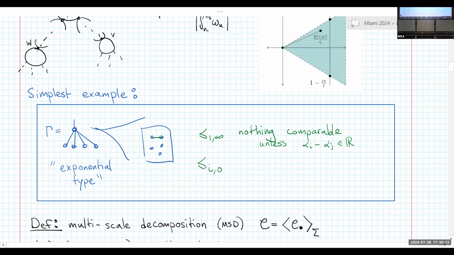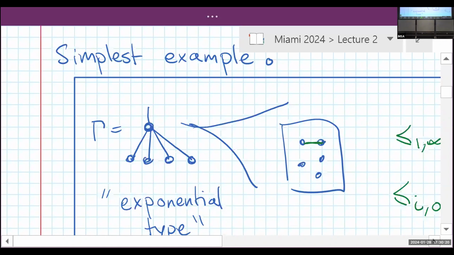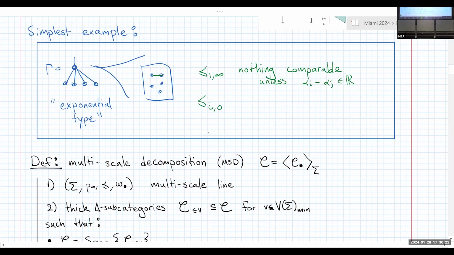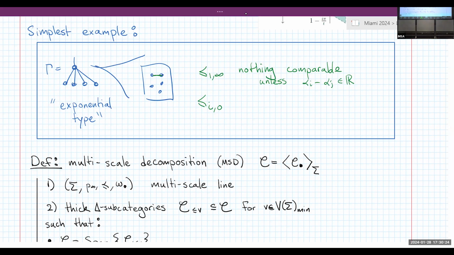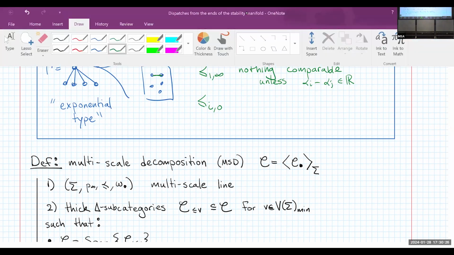So here I just switch, and here the partial ordering is basically, sorry, what just happened? Oh, okay, it's back.